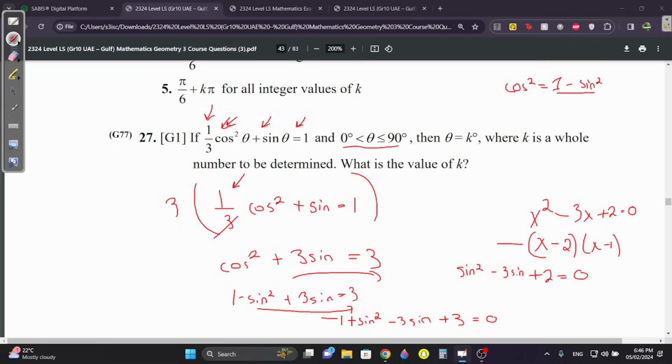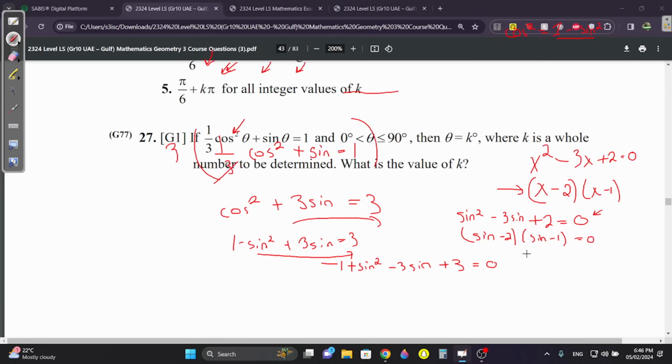Okay, but in your answer, if you put this, you're going to get it wrong. You have to write sine minus 2 and sine minus 1 equals 0. Please don't make silly mistakes and not put 0. Obviously, it depends on the corrector, but you could lose marks if you don't put equals 0, okay? And then you write down, you get sine theta equals 2, and sine theta equals 1, okay?